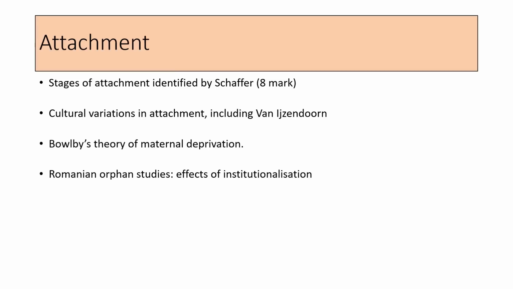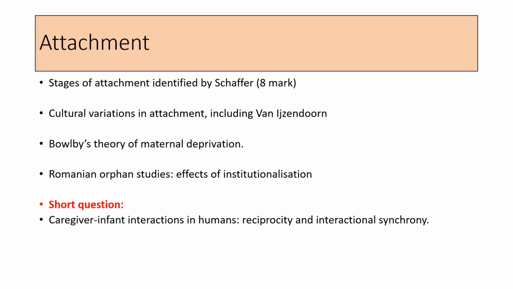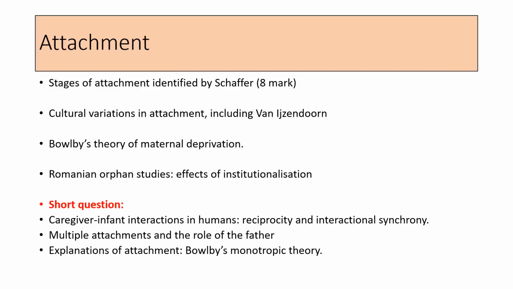Now there's also a number of topics that could come up as shorter questions, so looking at 4 markers. The ones listed before are more likely to be 8-mark, 16-mark questions, but there are some topics that might focus on the short questions. So they might be caregiver interactions in humans. This is usually more of an AO2 style question where they give you that scenario. Multiple attachments and the role of the father, and Bowlby's monotropic theory. So they all look like they could come up potentially as more 4-mark questions than extended questions.